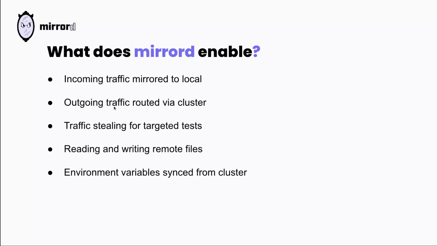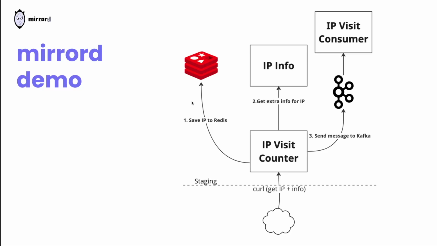Okay, enough talking about what mirrord does. I think it's time to put all of these concepts in action and see how it actually works with the help of a demo. For this demo, we have built an application which we call the IP visit counter. What this basically does is that when you send a request to the endpoint of the application, it will just let you know how many times a request has been sent from that particular IP, and it will send a message back as a response.